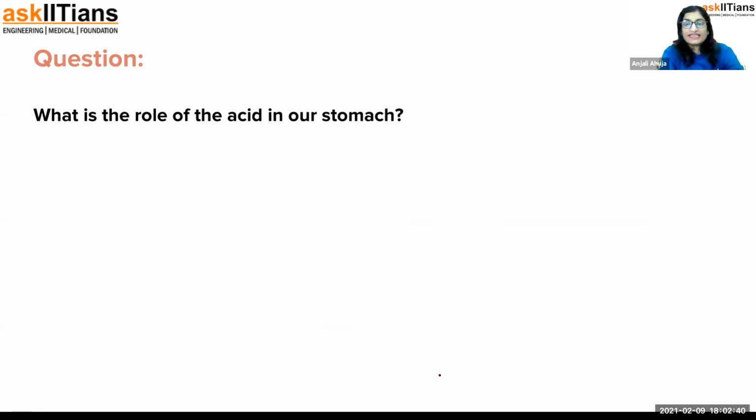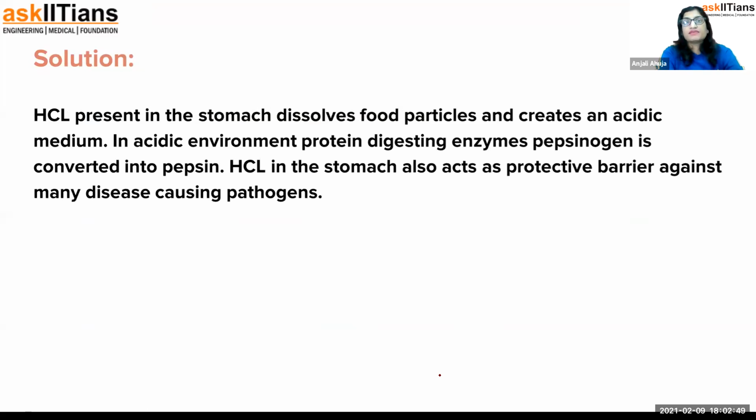What is the role of acid in the stomach? I don't have to say anything on any question because I have told you everything. We have learned so much. HCl present in the stomach dissolves food particles and creates an acidic medium. In the acidic medium, the protein digesting enzyme pepsinogen is converted into pepsin. I did not mention it, but now you know it. Pepsinogen is the inactive form of the enzyme.